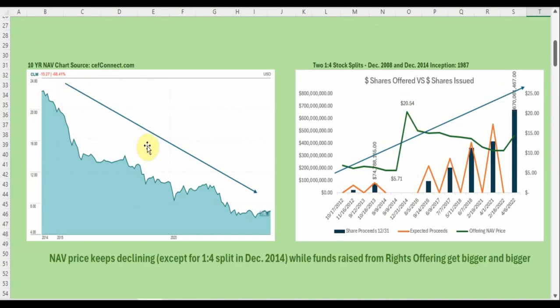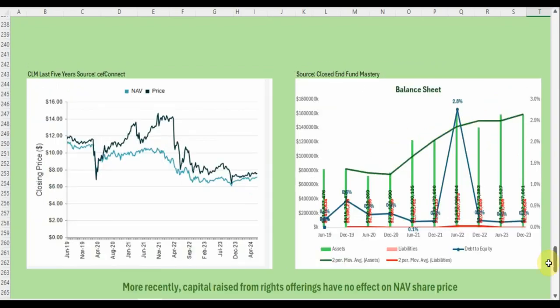The most notable thing, if you look at the chart on the left, you'll notice a steady decline of CLM's net asset value share price, but in the chart on the right, they're raising more and more money and issuing more and more shares with each rights offering. This is significant because if we zoom into the last 5 years for CLM, there have been 2 rights offerings. But if you look at the chart's NAV price per share, there has been no significant bump from the rights offerings. If you look at CLM's balance sheet over the same time frame, those 2 rights offerings have significantly added to their net asset value, not to be confused with net asset value share price.